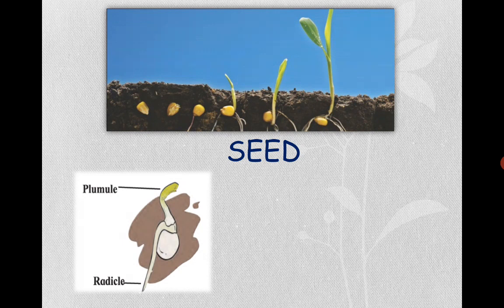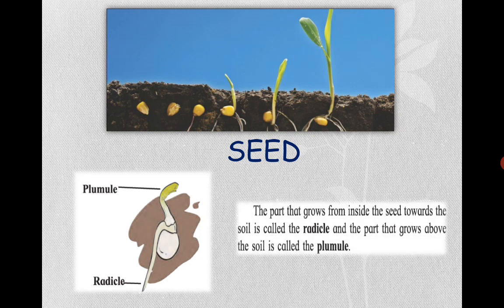Radicle grows to form a root, and the part growing towards the sky is known as plumule. Plumule grows to form the plant above the ground. Easy way to remember this is R for radicle, R for root, P for plumule, P for plant.